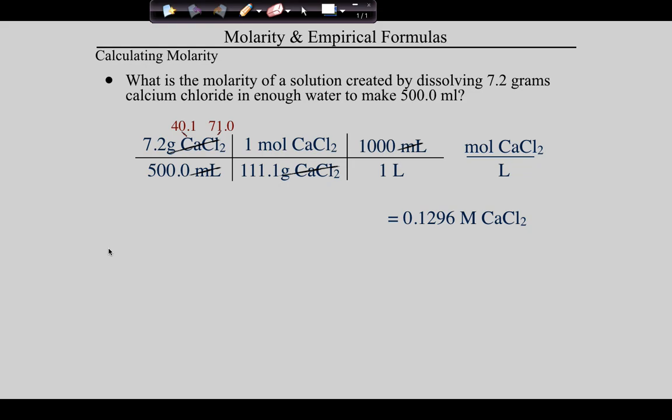We're not done. So guys, now let's watch significant digits. How many significant digits are in 7.2 and 500.0? Well, this is 2 and that's 4. So that would be 2. 111.1 grams is 4. 1,000 milliliters is a liter, is infinite. Therefore, guys, we get 2 significant digits, and 0.1296 rounds to 0.13 molar CaCl2.